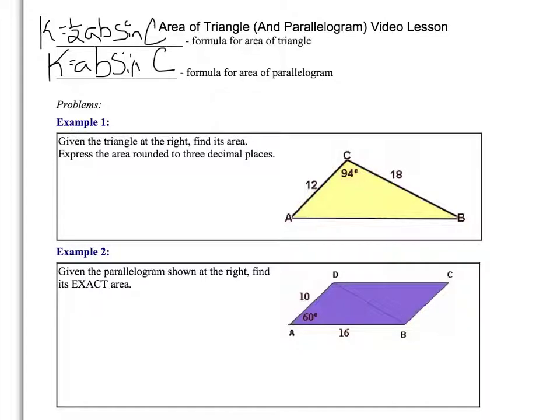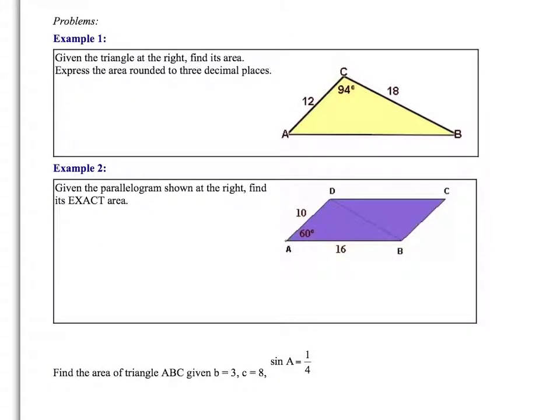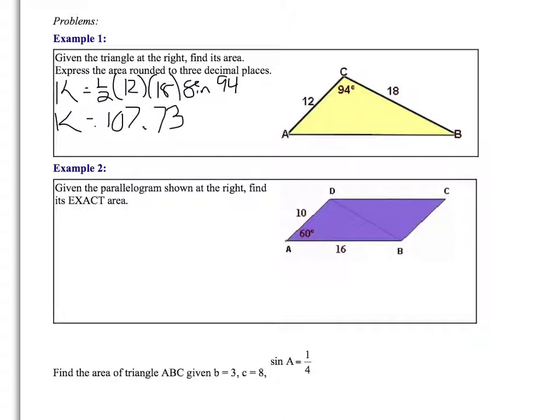Example 1. Given the triangle at the right, find its area. Express it rounded to 3 decimal places. So if you look, you have two sides and the included angle, the angle in between. So we can use the area of a triangle formula. It's going to be K equals 1/2 times my two sides, 12 and 18, sine of the included angle, sine of 94. Make sure your calculator's in degrees, type it in. Round it to 3 decimal places. You will get 107.737.